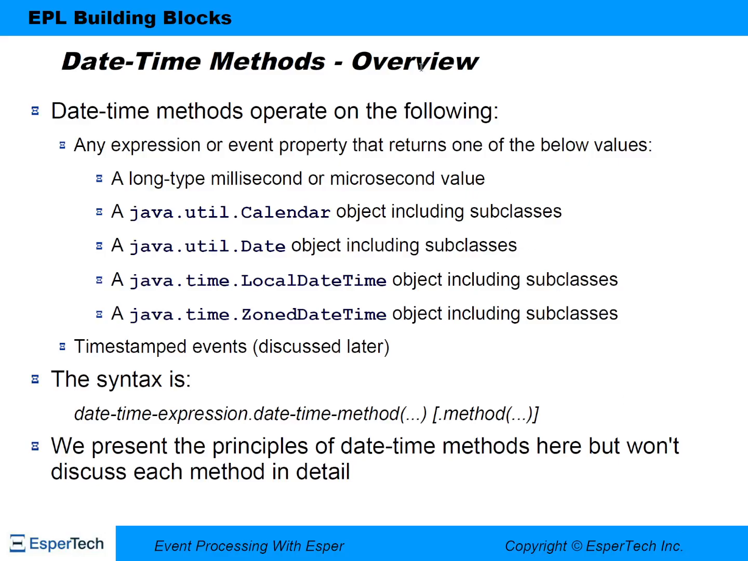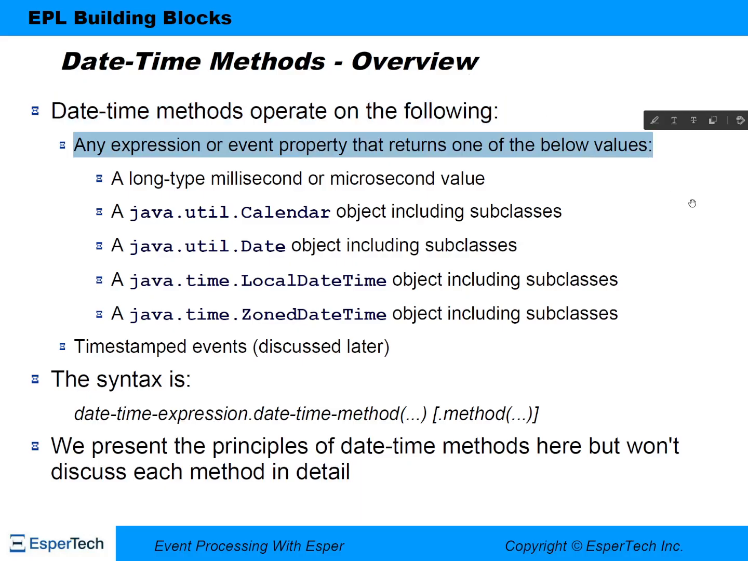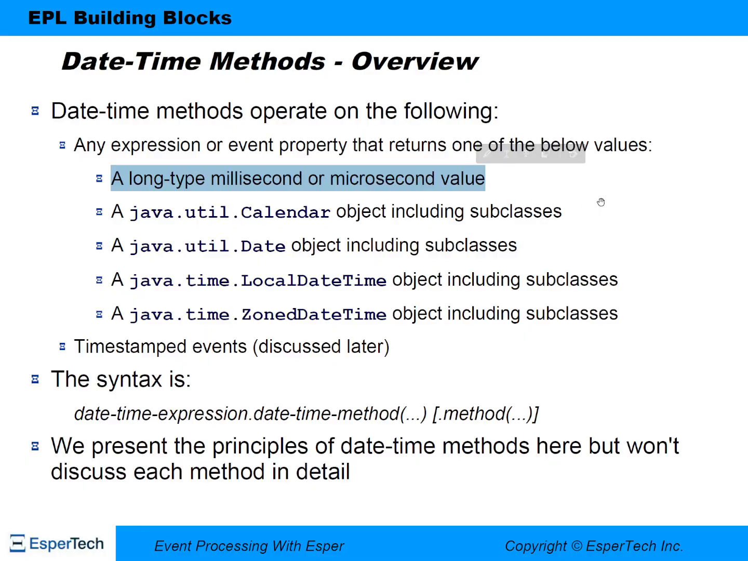This part of the training is about datetime methods. Datetime methods operate on the following: any expression or event property that returns one of the below values. A long type millisecond or microsecond value.